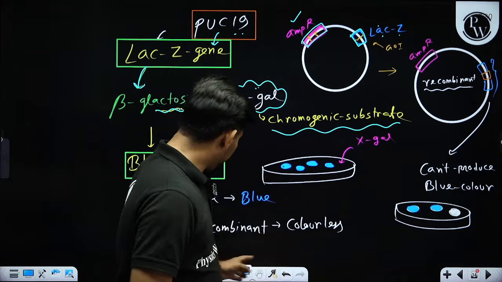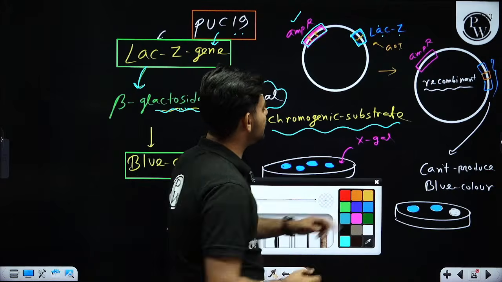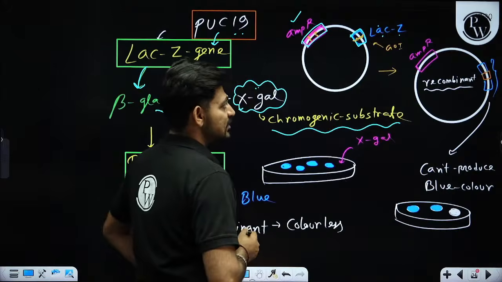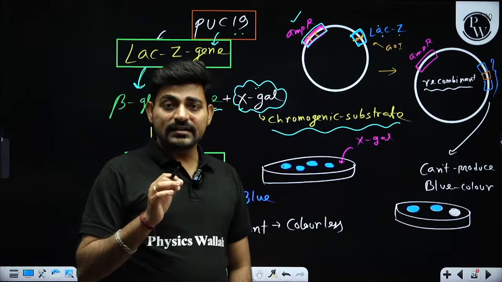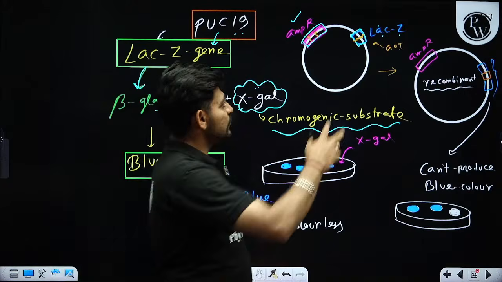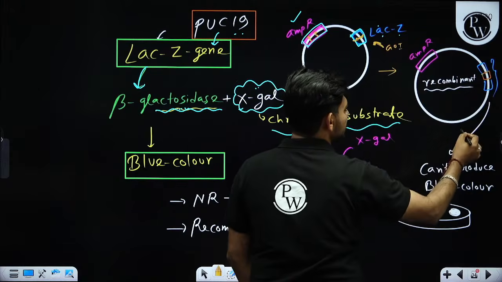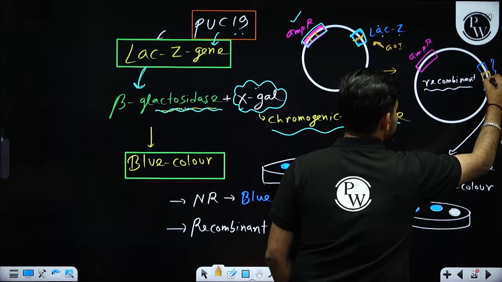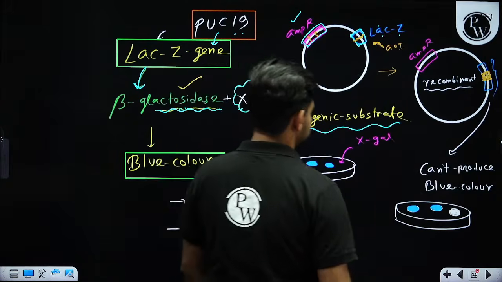Now, what will you do? You will insert the gene of interest. You will insert the gene of interest inside the lacZ gene. lacZ also contains the cloning site. So you have to split lacZ to insert the gene of interest. Now, your lacZ will lose the property of production of beta galactosidase.